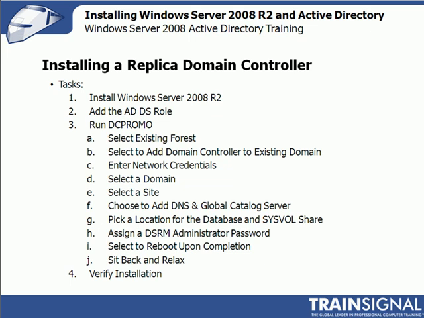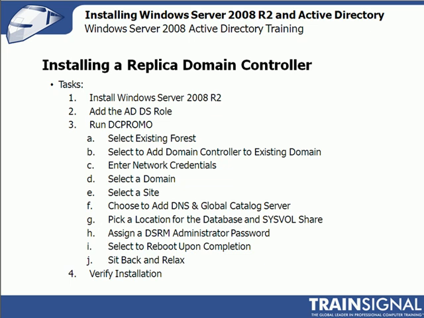So we're going to go ahead and add a domain controller to an existing domain. We have to enter some network credentials, proving that we are an account that is allowed to be doing this within our Active Directory network. Select the domain that we're going to join or add an additional domain controller to. We then have to select a site, which is not something we had to do before. I'll talk about that when we get there.